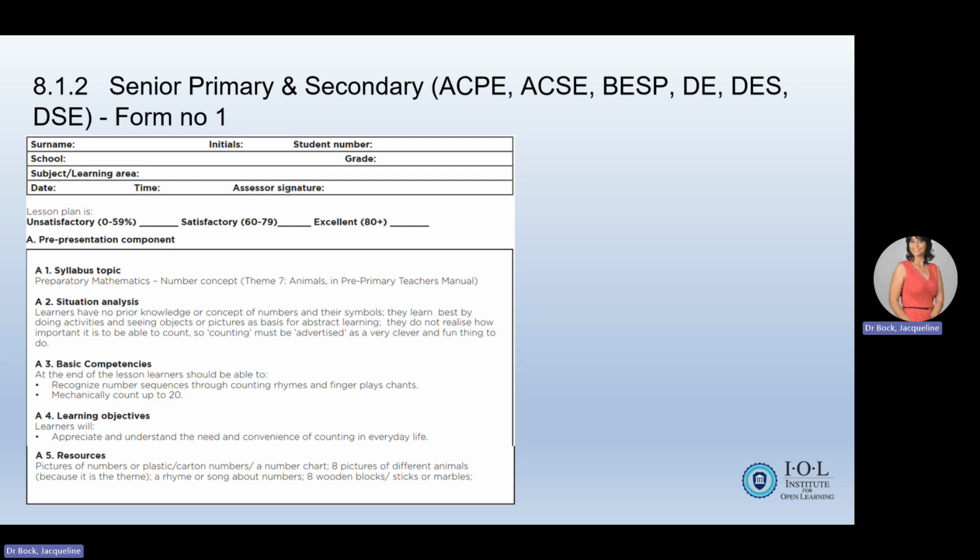8.1.2, we also see there for the senior primary, the ICPE or the ICSE or the BSP, DSE, they also have to complete that part, and guidance has been given, basically the same. You cannot do your lesson preparation without a syllabus. So you are encouraged to make sure that you do have access to a syllabus.